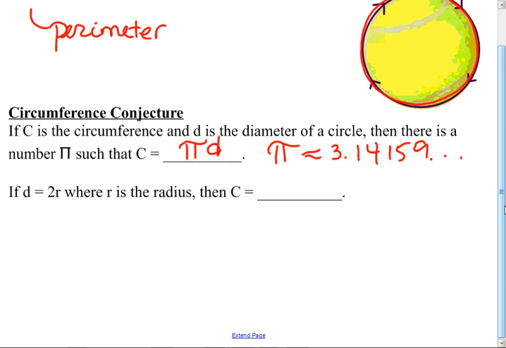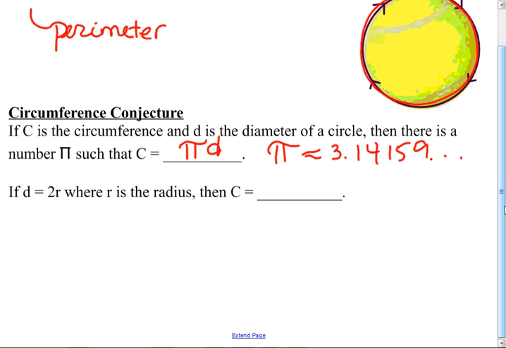You have a pi button on your calculator. Some problems are done without the calculator, so you need to read the directions. If you do it on the calculator, you do pi times the diameter, and then it says 2 pi r. Depends on what calculator you're using.